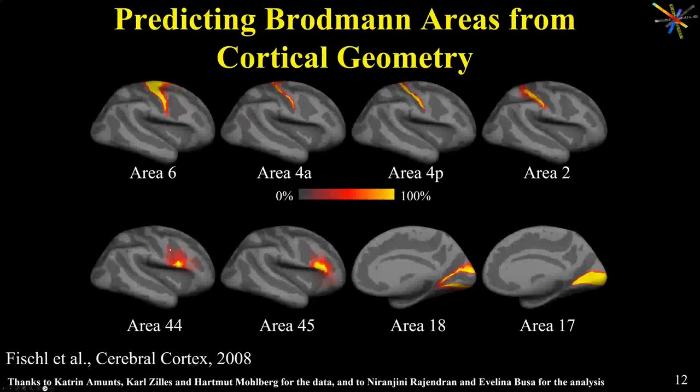And 44, 45 is a little bit more spread. You can see that the red goes up superiorly in the frontal lobe. But again, there's this large core of the area where we can say with 100% certainty, given the small size of the study, that we're in Broca's area or we're outside of Broca's area. So cortical folding patterns do a good job of predicting architectonic boundaries, but not a perfect job. And I'll talk about that in a little bit.